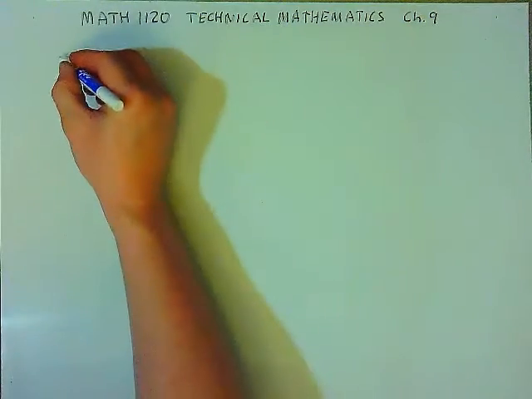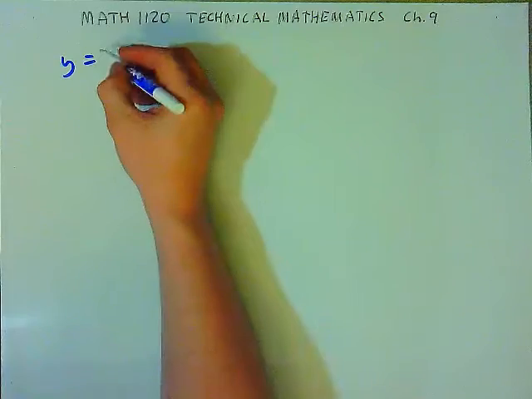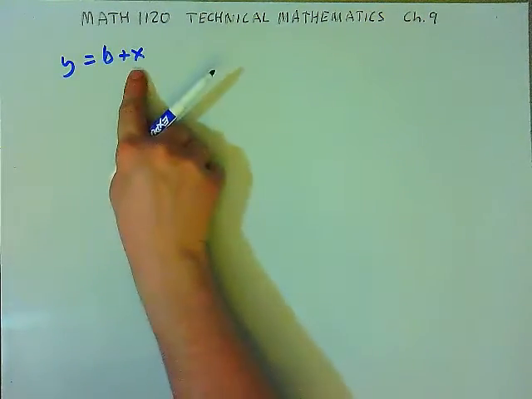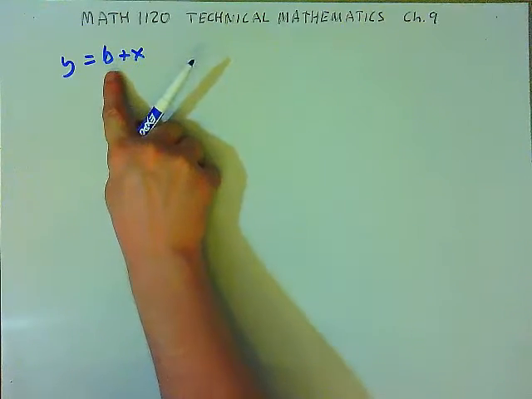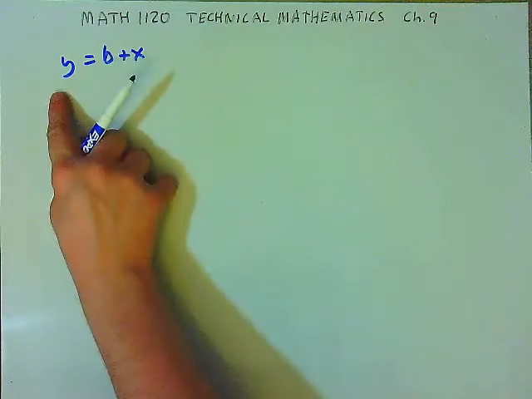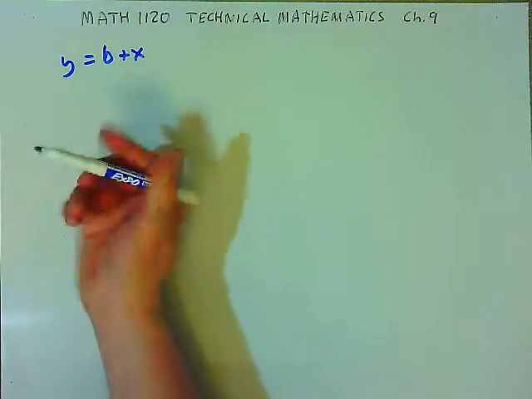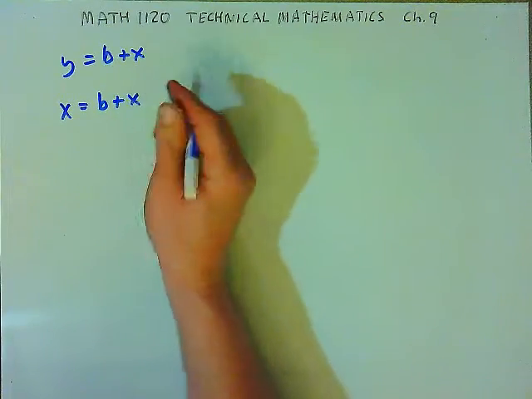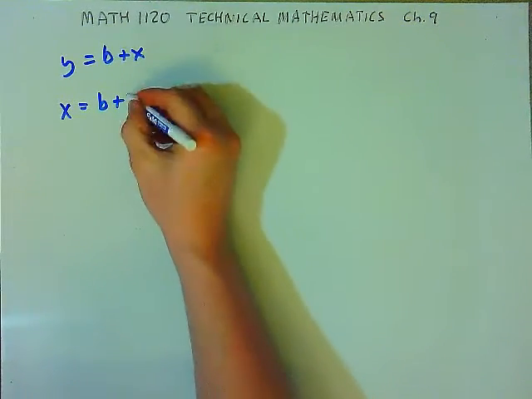So consider that y equals, let's say, b plus x. This is an addition function, right? Whatever x is, we add it to b, which is a constant, and we get y. If we switch the values of x and y, we call this the inverse function.